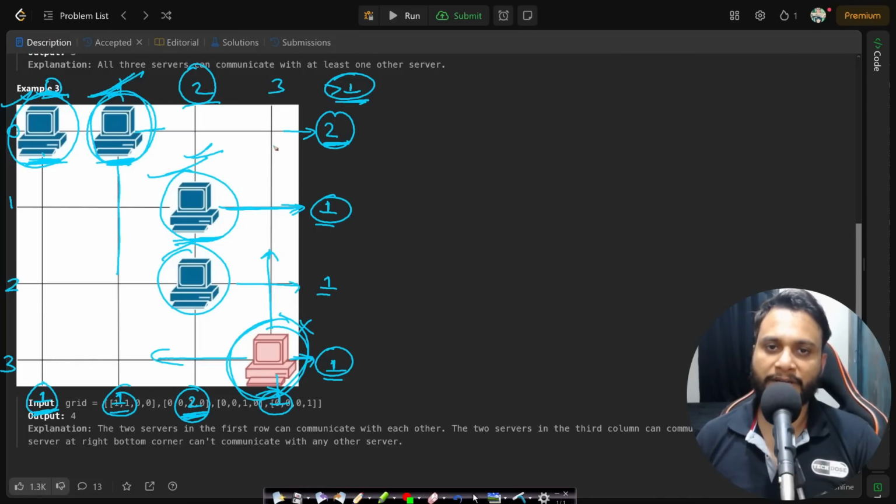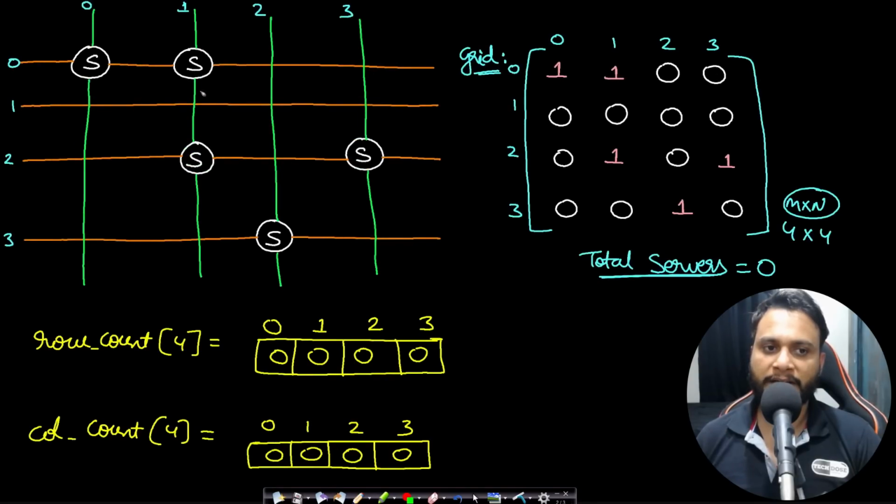So I think the idea is pretty clear what we are going to do, right? So let's look at a dry run of our entire idea. I will take a grid of size m by n, and in this case 4 by 4. I have already marked all the indices. This is the pictorial representation where S represents the server location. So the first server is present at 0, 0.